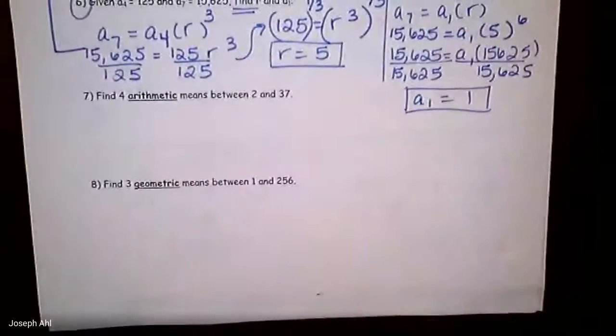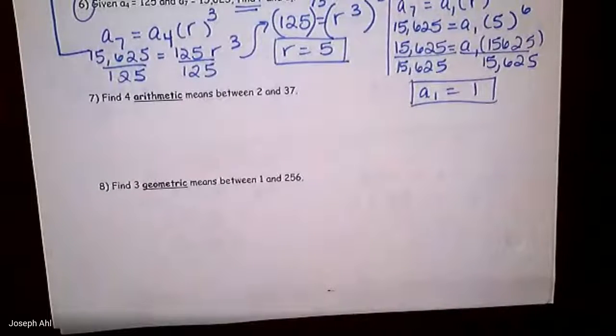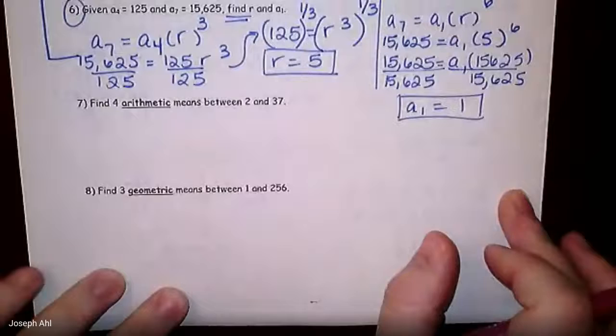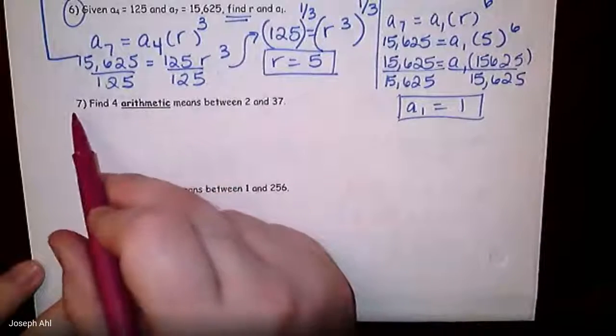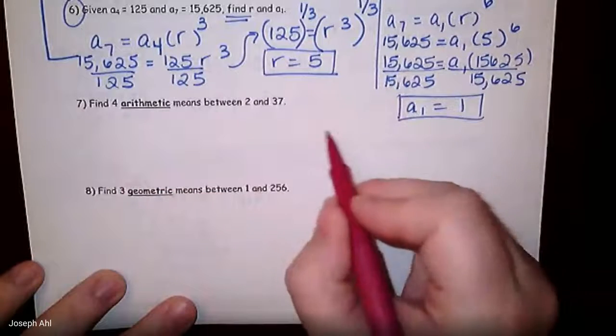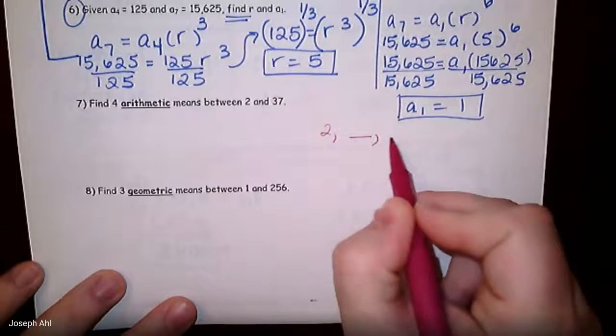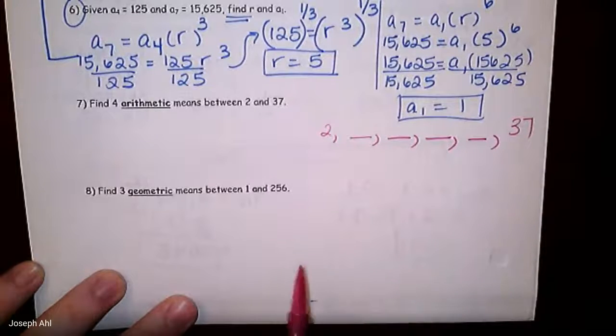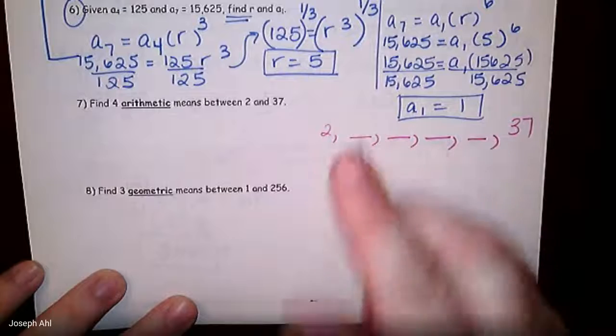At the bottom of this page, we have one question about geometric and one about arithmetic means. So I'll remind you how to do those just to make sure we're okay with the process. And then the last thing we're going to talk about in this lesson is some real life applications involving arithmetic and geometric sequences. So for number 4, find 4 arithmetic means between 2 and 37. The setup for something like this is we have 2, blank, blank, blank, blank, 37.